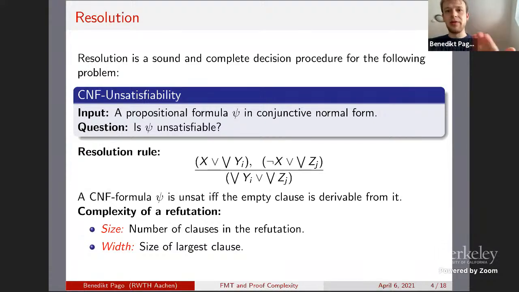And there are two, let's say, main complexity measures. One is the size of the refutation, so that's the total number of clauses that you need. And there's also another way to measure it, namely you can look at the width. So that's the size of the largest clause in a refutation. Okay, so much for resolution.